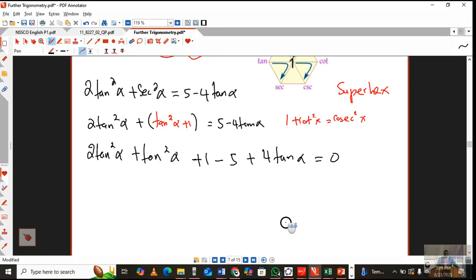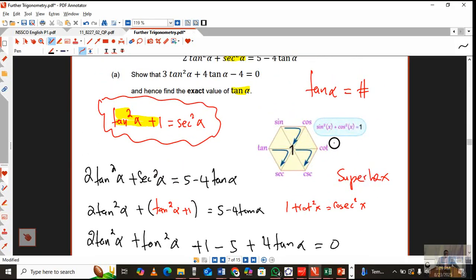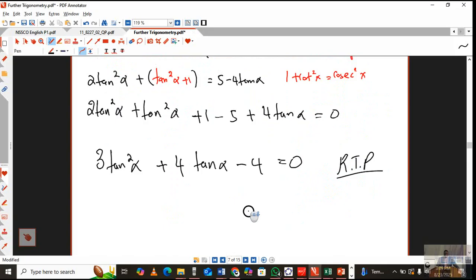Remember I said you're going to have a quadratic trinomial. So that is 3 of the tan square alphas here. Let's bring the 4 in its proper place, 4 tan alpha. And 1 take away 5 is negative 4, is equal to 0. And I think this is what we were required to prove. So that is what they were asking us to show: 3 tan square alpha plus 4 tan alpha minus 4 is equal to 0. And of course we've done that.